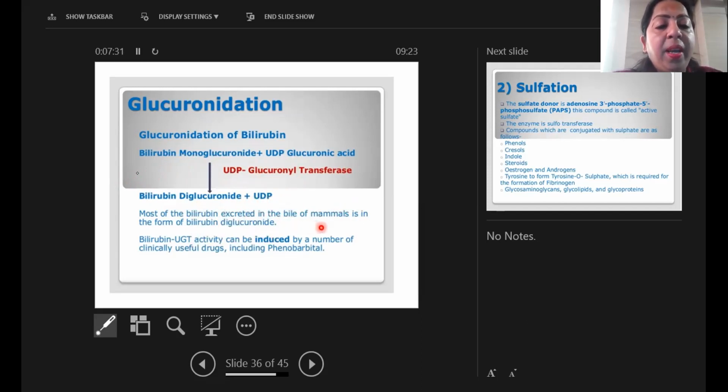Bilirubin UGT activity can be induced by a number of clinically useful drugs, including phenobarbital. Phenobarbital is one such drug which induces the enzymes concerned with the formation of bilirubin diglucuronide. So glucuronyl transferase activity is induced by frequent use of phenobarbital. It is a CNS active drug which has induction capability. It can induce the activity of this enzyme.